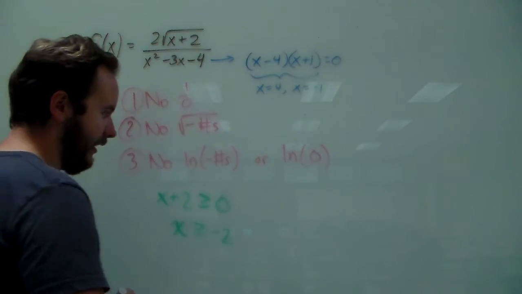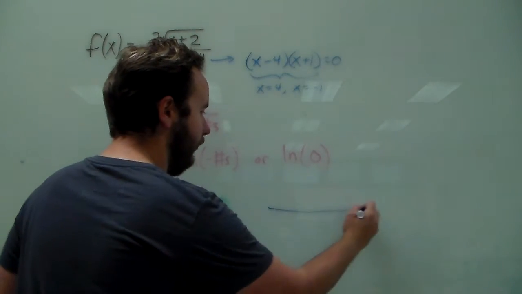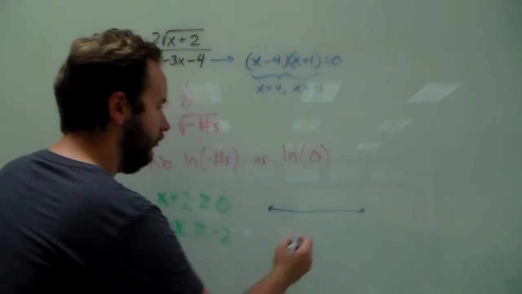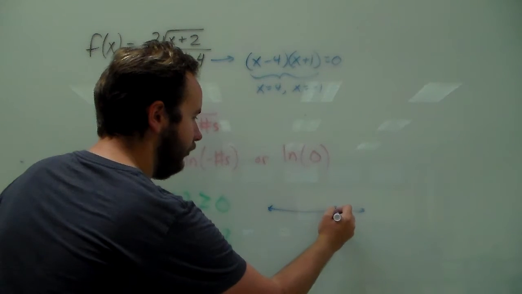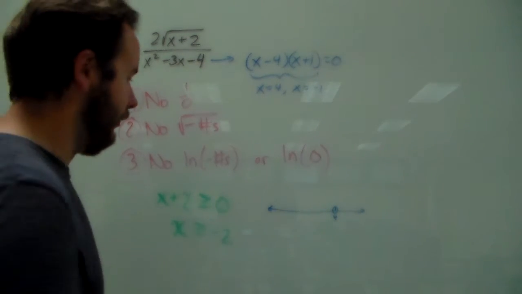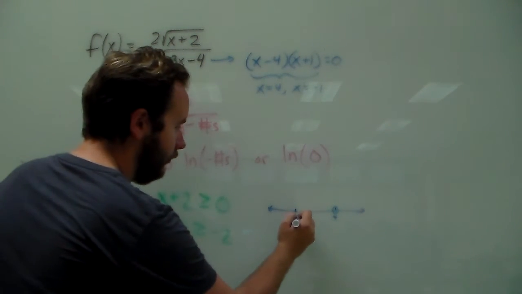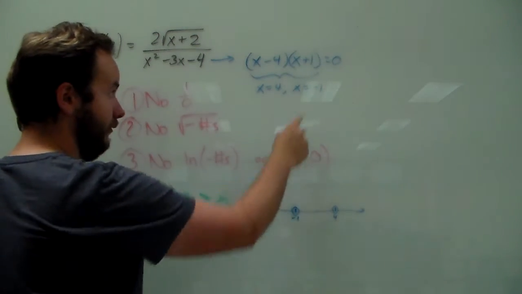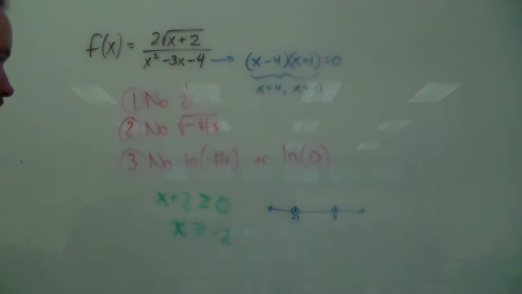So let's look at a number line. I think the best way to get our hand on what our domain is, is to draw a number line. So we know 4 is going to be excluded. As a result, I'm going to draw an open circle around that. I know at negative 1, that's also going to be excluded by virtue of x equals negative 1. Negative 1 is going to be removed.